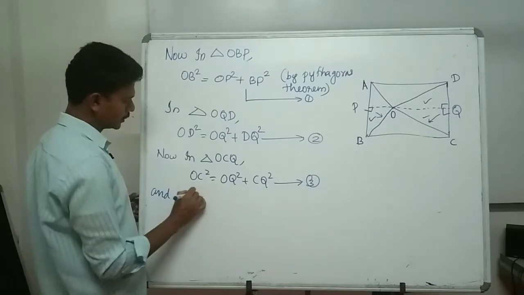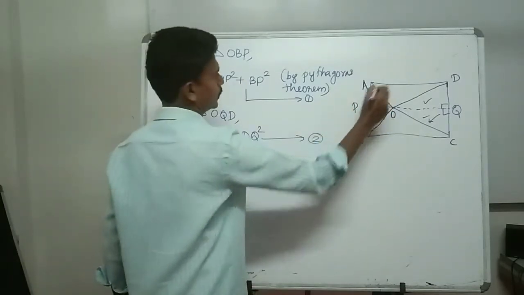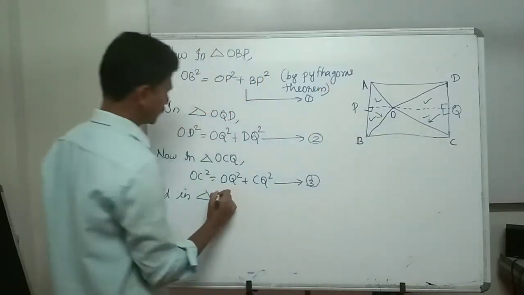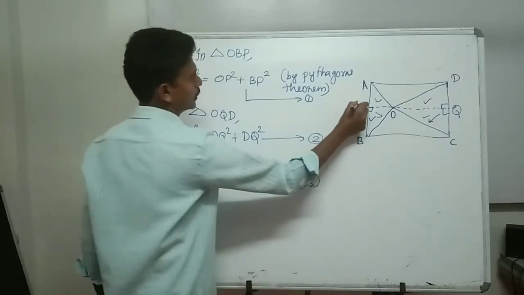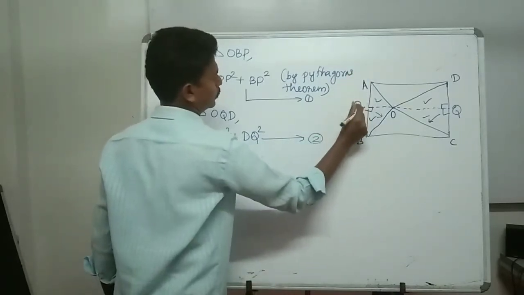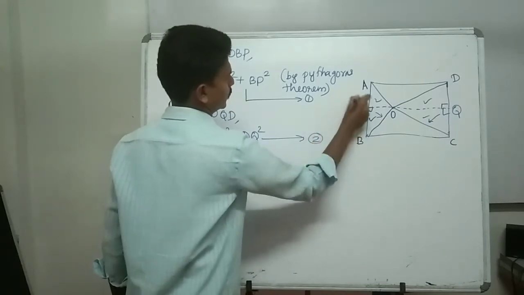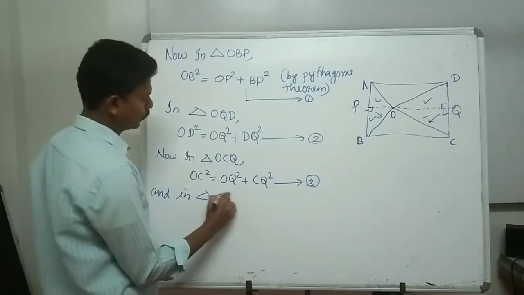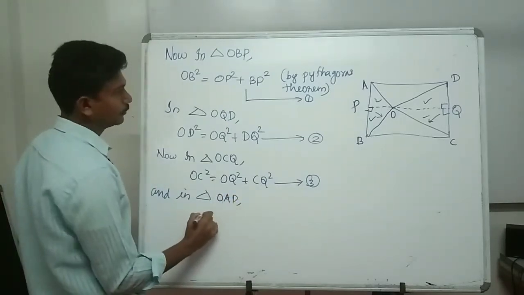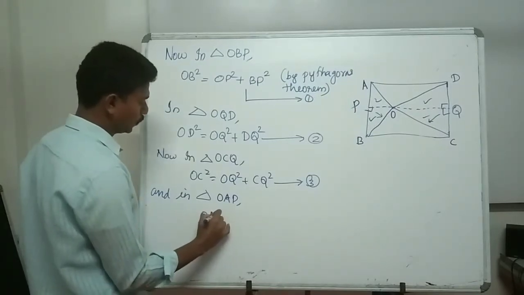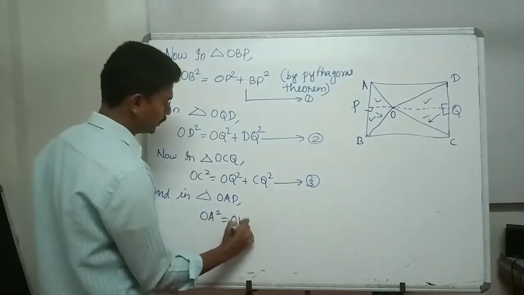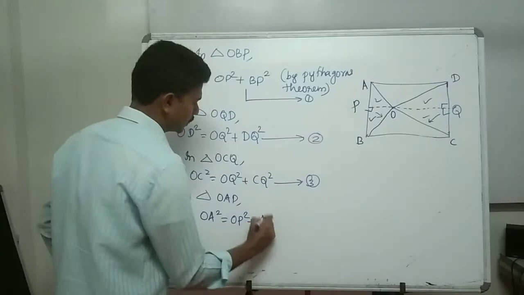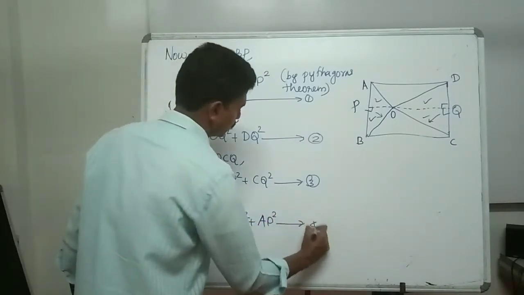And the last one, we take this triangle because OC and OA are mentioned in the question. In triangle OAP, OA square is equal to OP square plus AP square. This is equation 4.